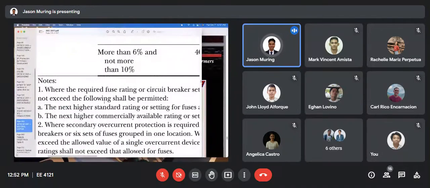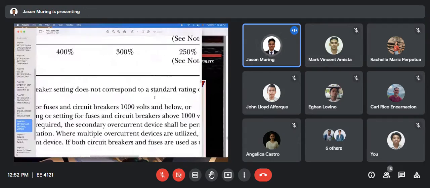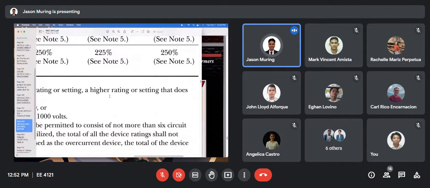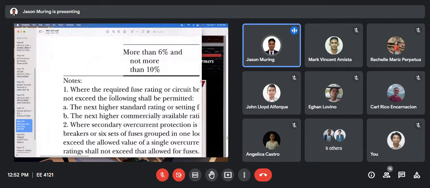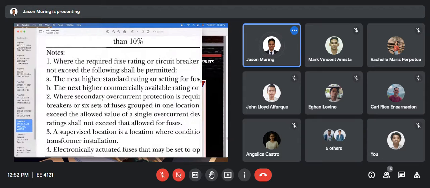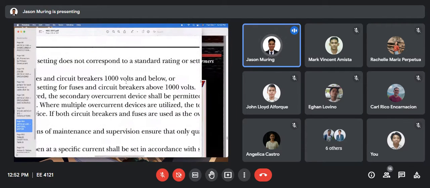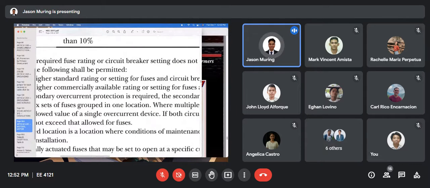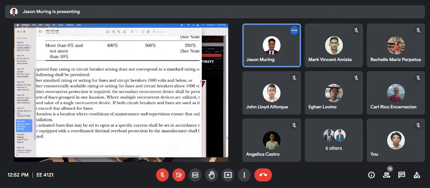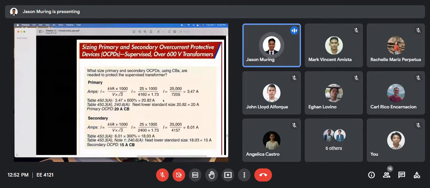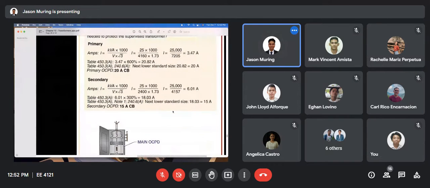So where the required fuse rating or circuit breaker setting does not correspond to a standard rating or setting, a higher rating or setting that does not exceed the following shall be permitted. The next higher rating of fuses, breaker, and below, or the next higher rating. So if we just read this now, supposedly this should be 25, and this should be 20.